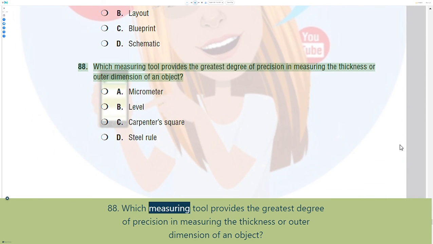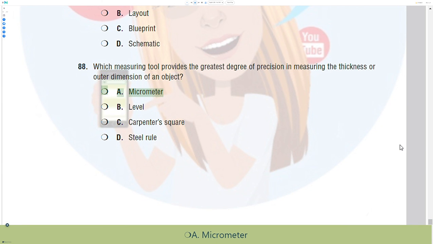88. Which measuring tool provides the greatest degree of precision in measuring the thickness or outer dimension of an object? A. Micrometer. B. Level. C. Carpenter's square. D. Steel rule.